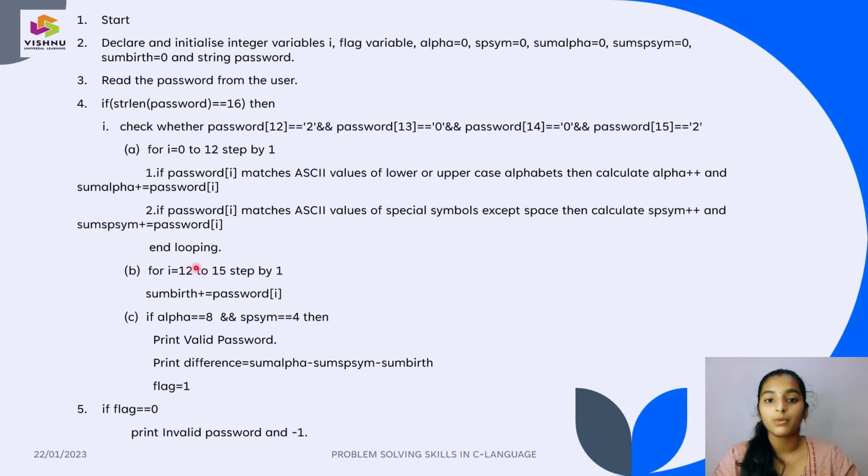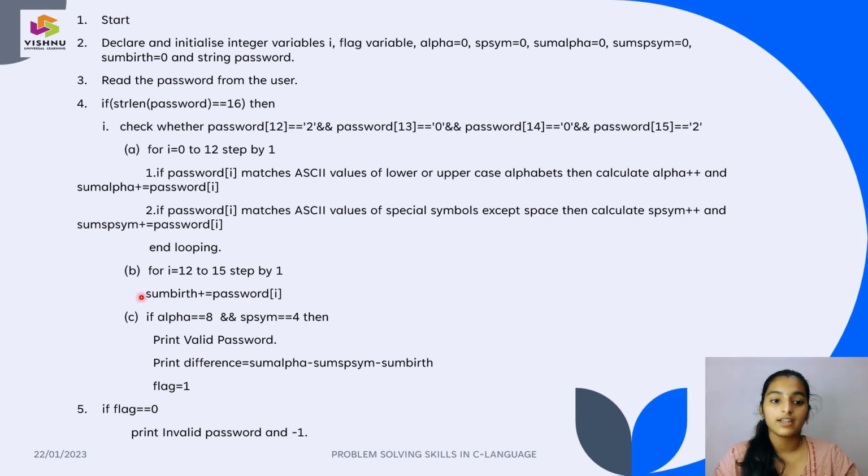So they start from 12, right? So from i equals 12 to i equals 15, we increase it by 1 and we find the sum of ASCII values of the birth year also. After these two conditions, we check whether alpha is equal to 8 and special symbol SPSYM is equal to 4, because that is the requirement of the user, right? So if both are satisfied, then we print valid password.